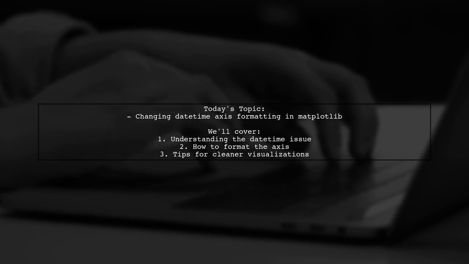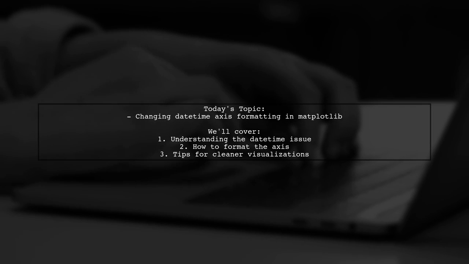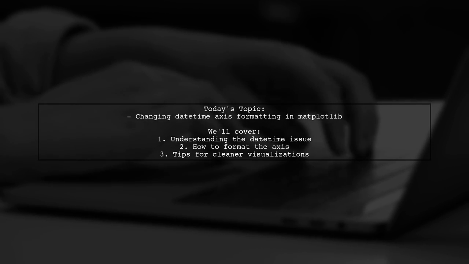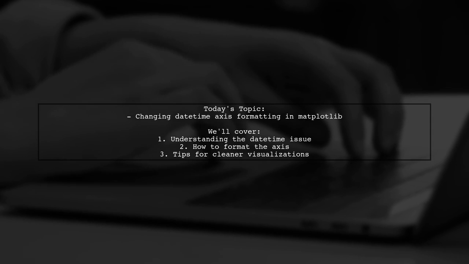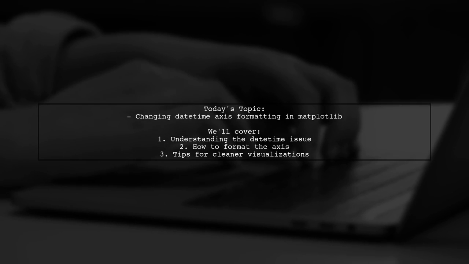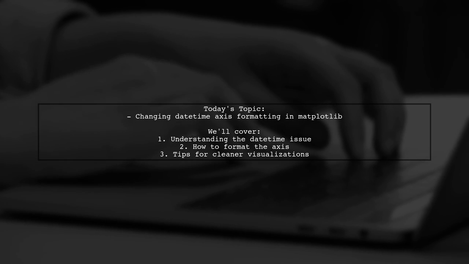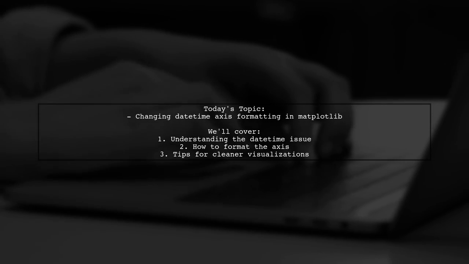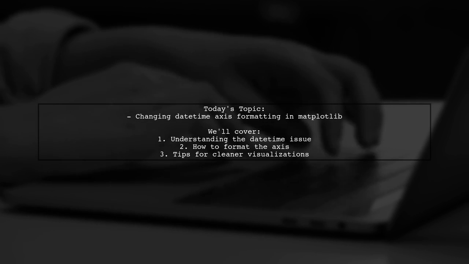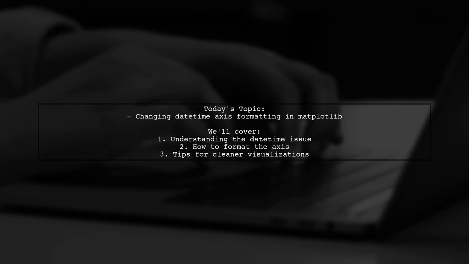Today, we're tackling a question that many data enthusiasts encounter when visualizing time series data. Our viewer wants to know how to change the formatting of a datetime axis in Matplotlib. They have a series indexed by datetime, and while plotting it, they notice that the graph displays hours, minutes, and seconds, which isn't what they want. Instead, they prefer a cleaner look, showing only the year and month. Let's dive into how we can achieve that.